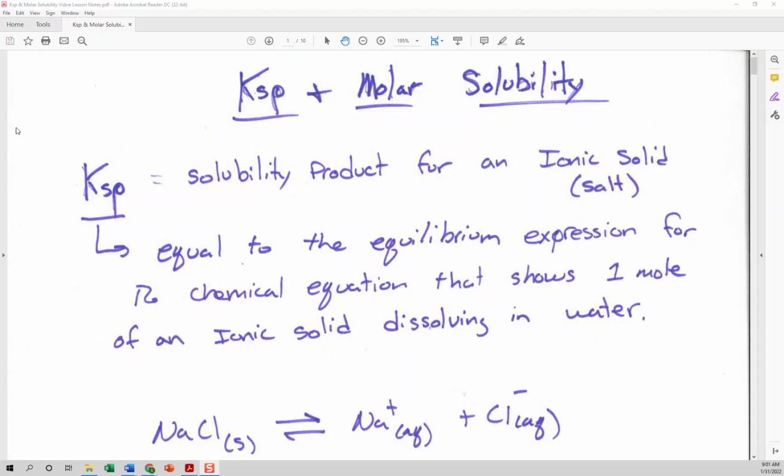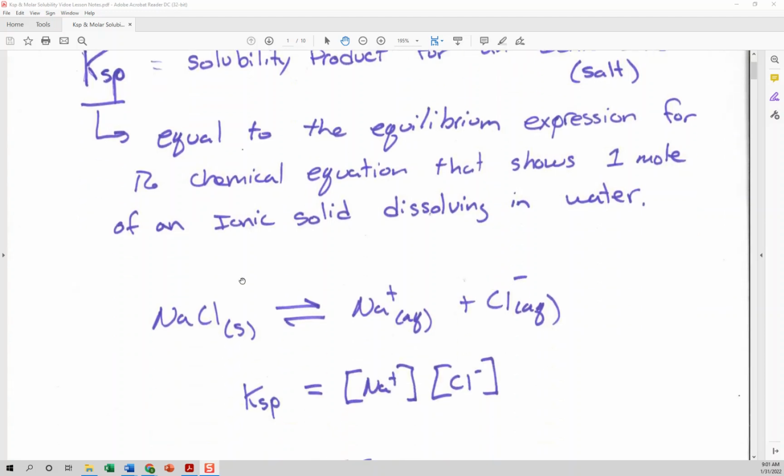KSP and molar solubility. Let's define some things first. KSP is the solubility product for an ionic solid. It's equal to the equilibrium expression that shows 1 mole of an ionic solid dissolving in water. Take our simplest example of an ionic solid, sodium chloride. If I show solid sodium chloride yielding aqueous sodium ions and aqueous chloride ions, that's not a chemical reaction, it's a physical change, but this is a chemical equation. The equilibrium constant expression for that equation is equal to the KSP of that salt.